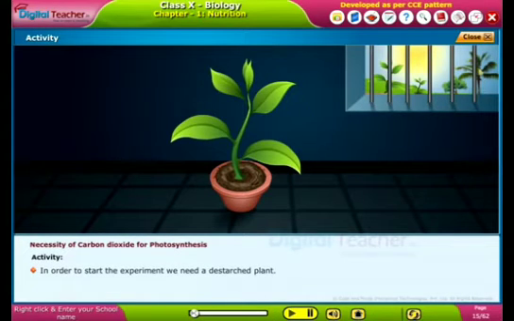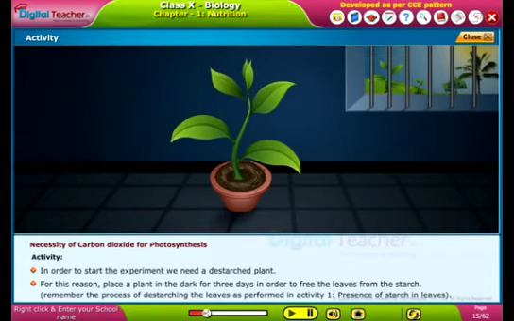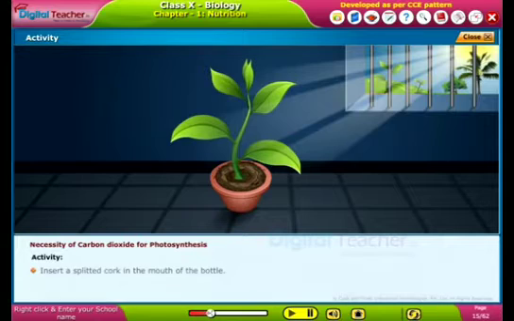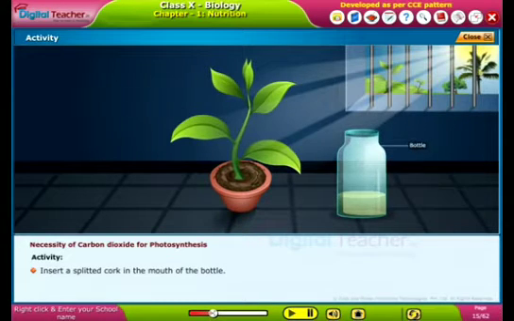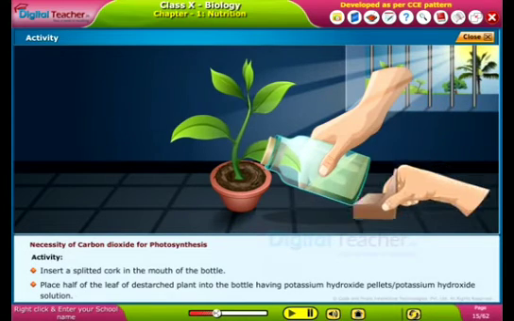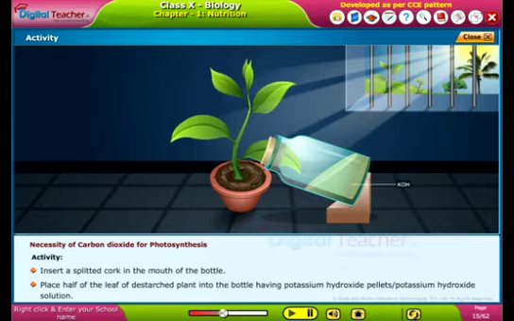In order to start the experiment, we need a destarched plant. For this reason, place a plant in the dark for 3 days in order to free the leaves from the starch. Remember the process of destarching the leaves as performed in activity 1, presence of starch in leaves. Insert a split cork in the mouth of the bottle. Place half of the leaf of the destarched plant into the bottle having potassium hydroxide pellets or potassium hydroxide solution.